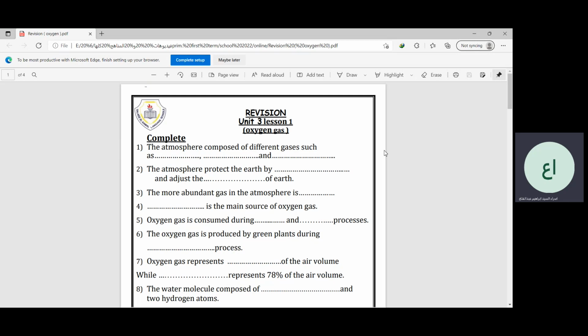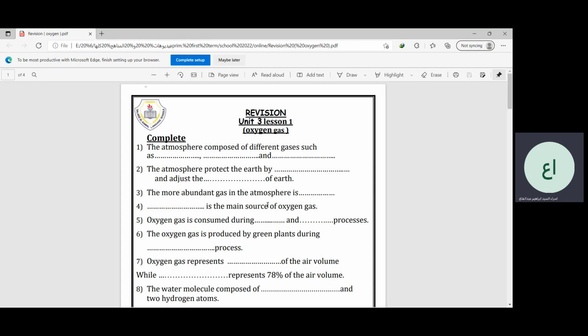So what are the components of the atmosphere? The atmosphere is composed of nitrogen gas and oxygen gas and carbon dioxide gas and water vapor and other gases. So again, the atmosphere is composed of or consists of nitrogen gas, oxygen gas, carbon dioxide gas, water vapor and other gases such as argon, neon, helium. Okay, so here the answer we can choose, for example, such as nitrogen gas, oxygen gas, carbon dioxide gas.